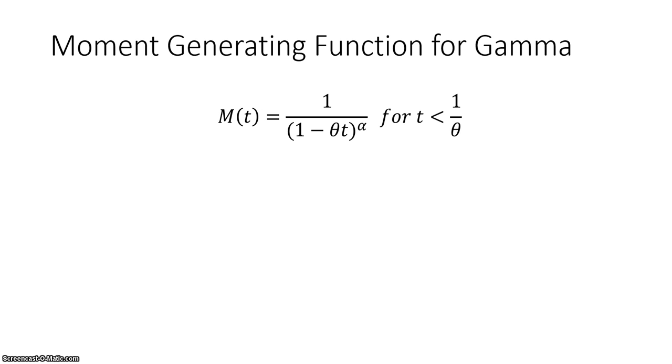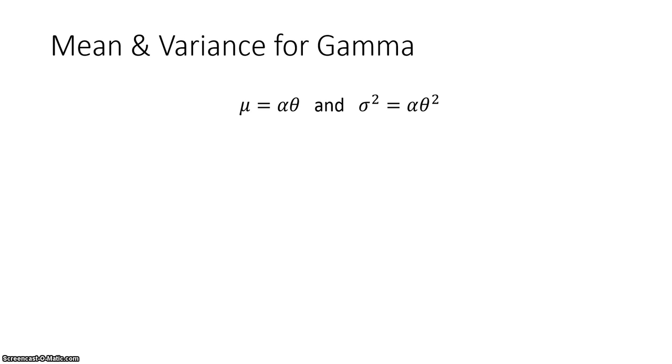The moment generating function for the gamma distribution, m of t, is equal to 1 over 1 minus theta t raised to the alpha power for t less than 1 over theta. The mean and variance for the gamma distribution are: the mean mu is equal to alpha times theta, so that's the mean time for one event multiplied by the number of events that we need to occur. So that makes sense. And our variance, sigma squared, is equal to alpha times theta squared.